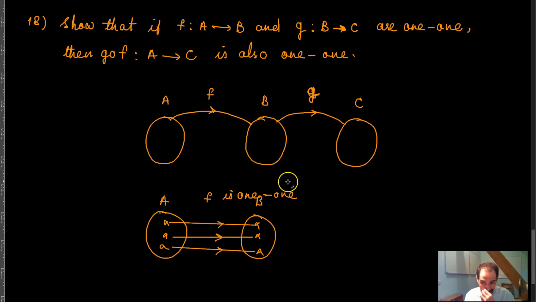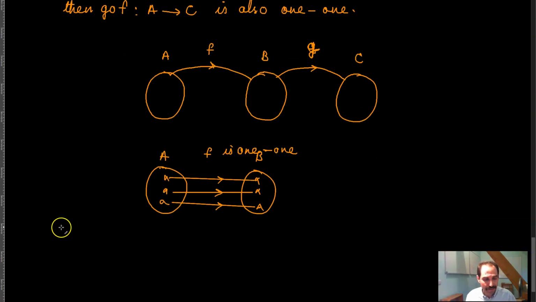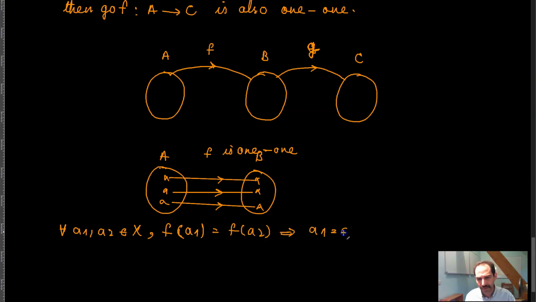And of course, the condition that we used for this was that for every A1, A2 belonging to the domain of the function, if f of A1 is equal to f of A2, that implies that A1 is equal to A2, meaning that you're talking about the same A1 and A2. So that's basically the meaning of 1 1.